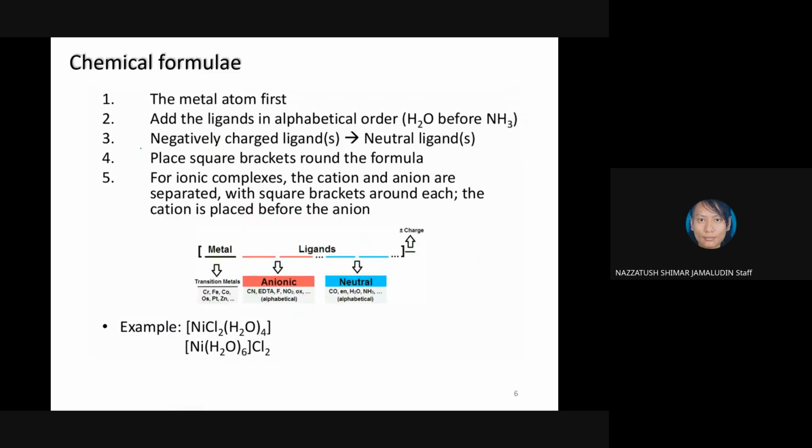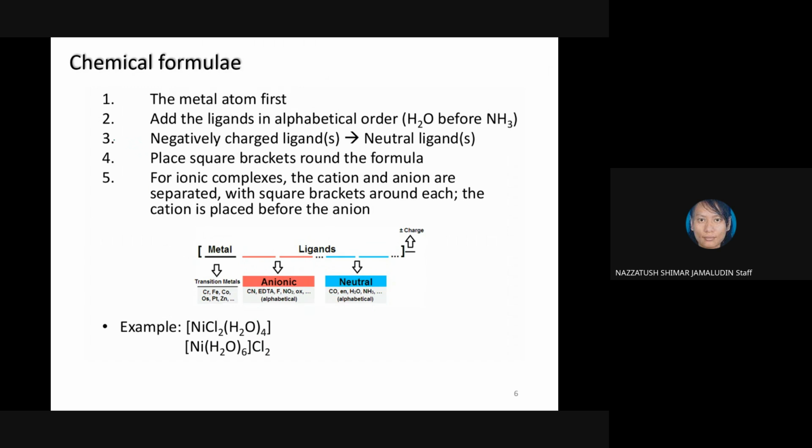Now, chemical formula. All of you are very familiar with chemical formula, especially for organic compounds. It's going to be the same thing as organic, but there's a bit of disparities. When you write a chemical formula, you always start with the metal, followed by the anionic ligand and followed by the neutral ligand.